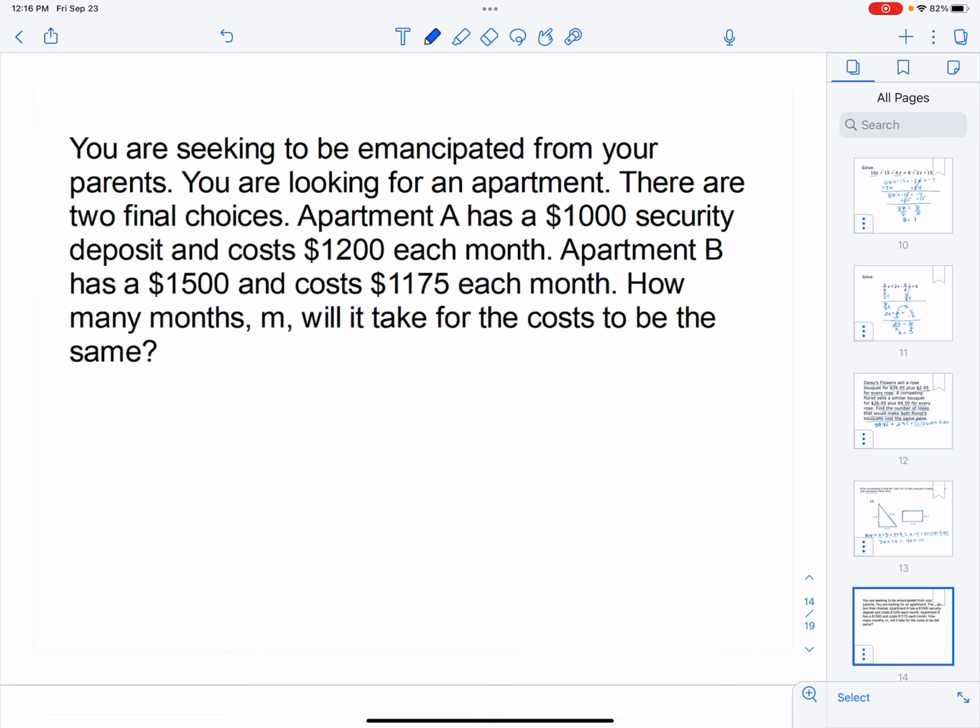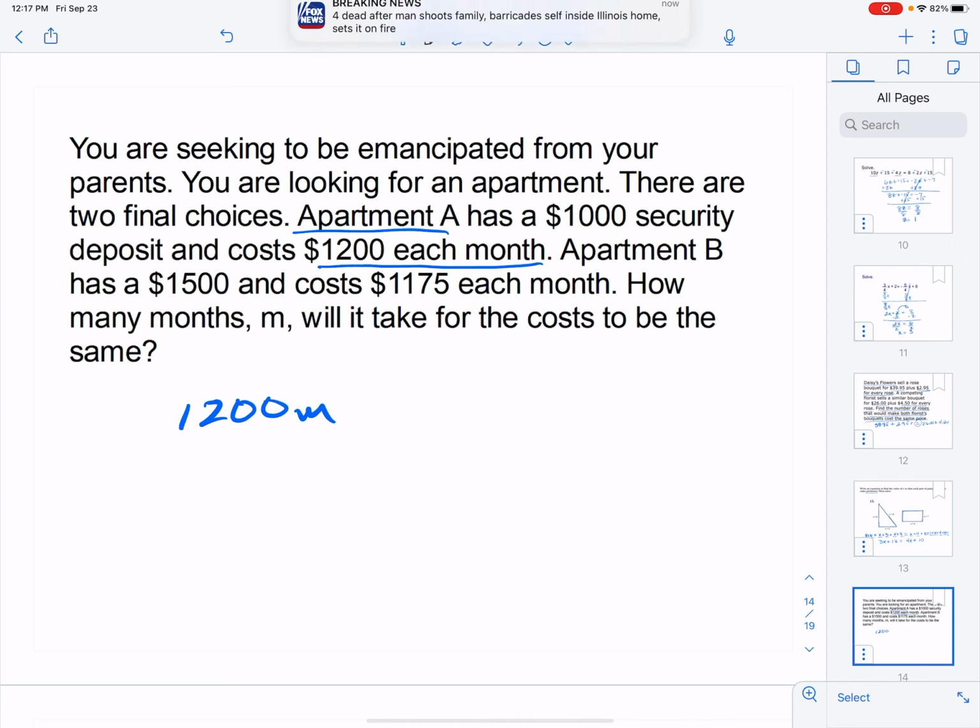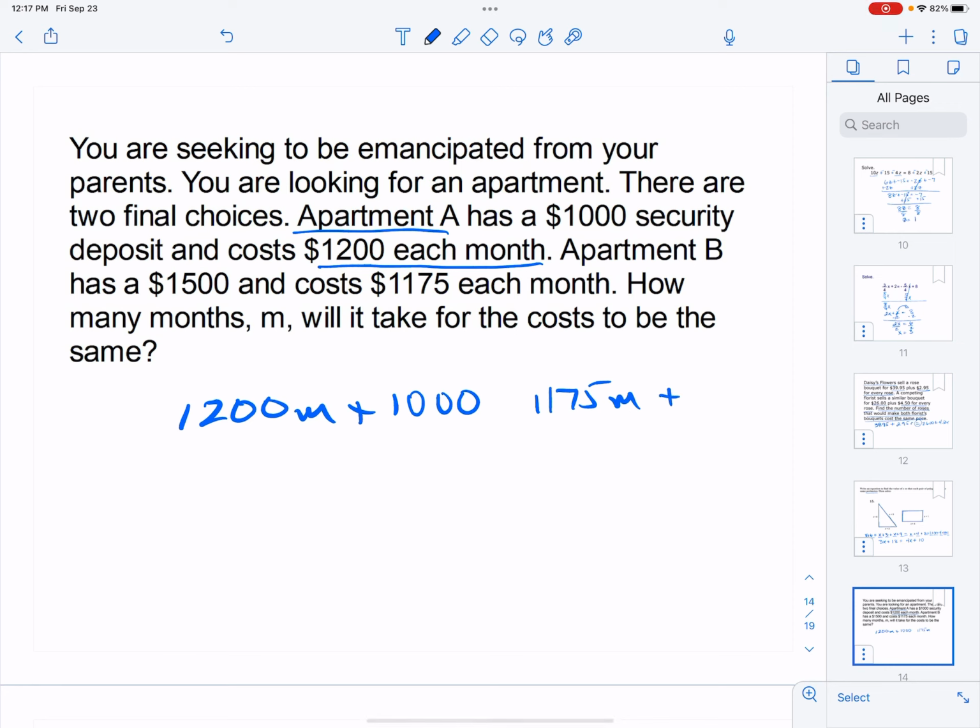So if we look at that first apartment, apartment A, I'm looking for a number that's going to stay the same and a number that I'm going to increment each time. In this one right here, we know we're going to pay $1,200 each month. So that means we have $1,200 M. And then I'm going to add to that the $1,000 security deposit that I have to pay up front. Now, the other apartment says I'm going to pay $1,175 per month, but I'm going to have to pay a $1,500 security deposit. And it says, how many months M will it take for the costs to be the same?